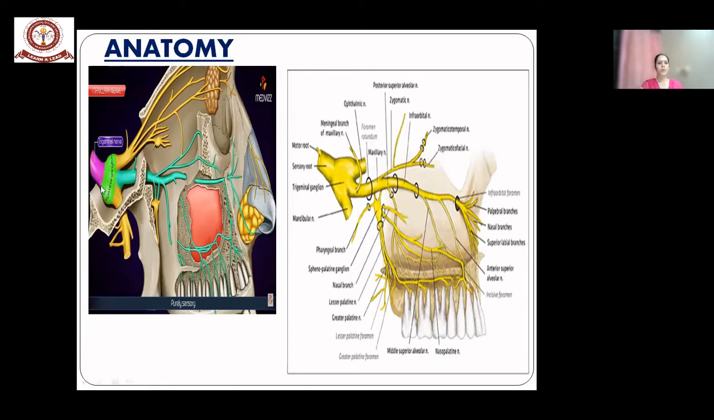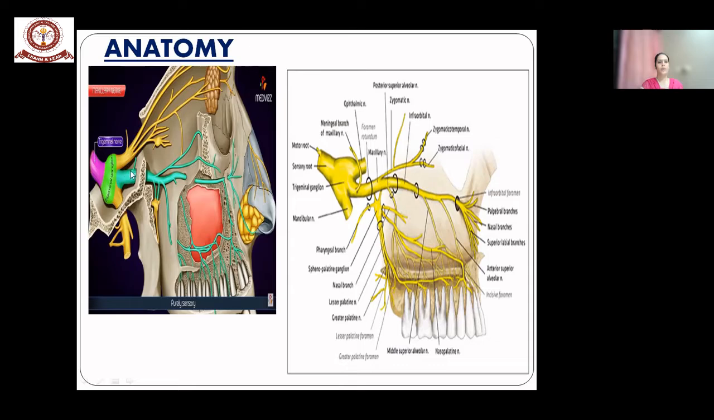The sensory cell bodies of the trigeminal nerve form the trigeminal ganglion, also called the semilunar ganglion or Gasserian ganglion, situated in Meckel's cavity in the petrous portion of the temporal bone, where it gives off three large branches. One is the ophthalmic division, the second is the maxillary division, and the third is the mandibular division. The maxillary division is purely sensory in nature.